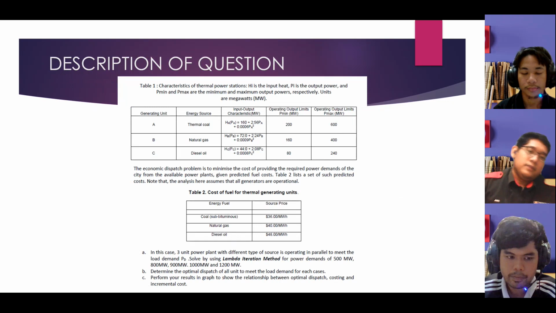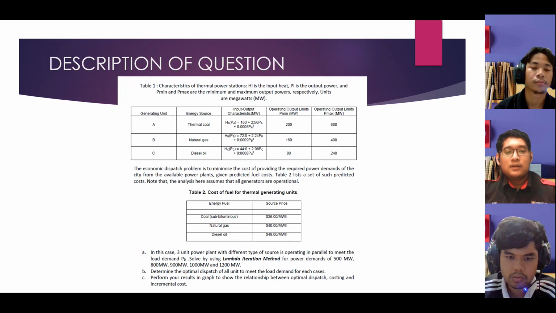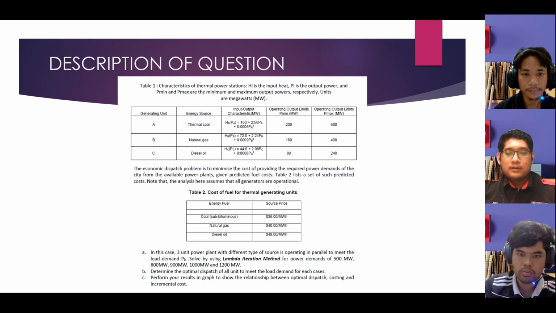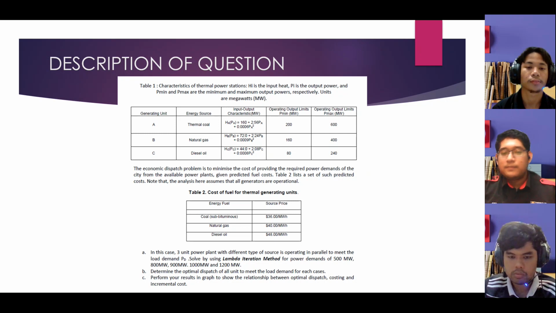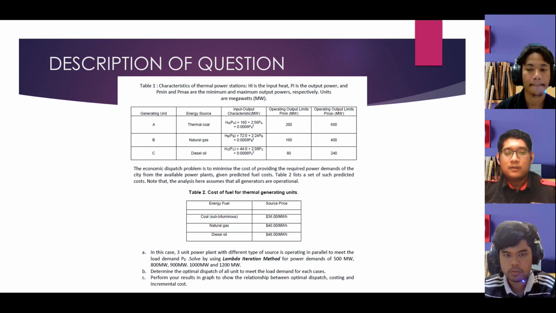And then we're going to continue with the description of the question. It consists of three different units, which are A, B, and C, where they run on different energy sources, which are thermal coal, natural gas, and diesel, where the minimum operating power for each generator is different, and the maximum power is also different.